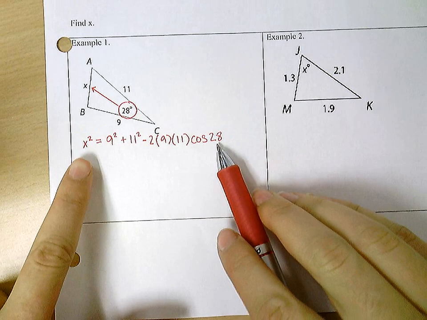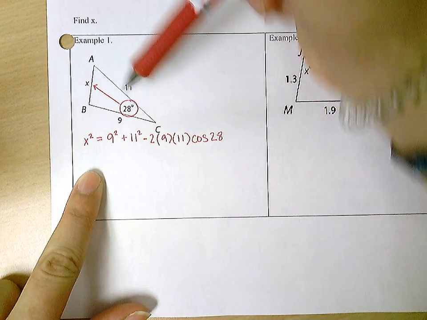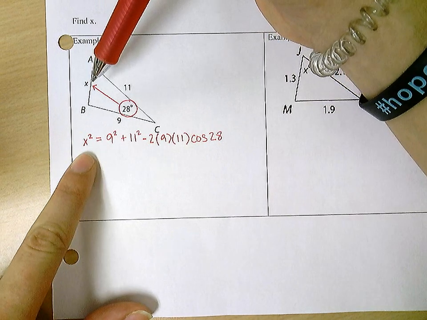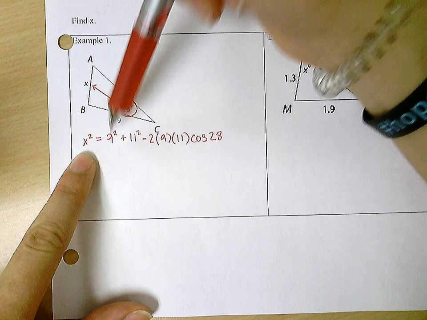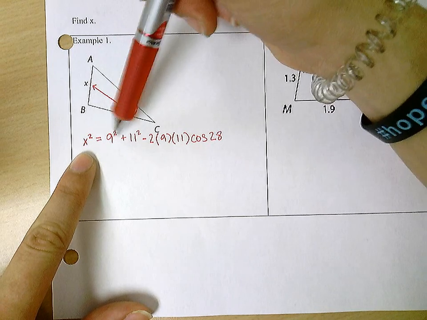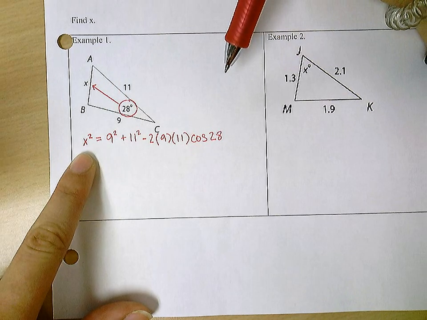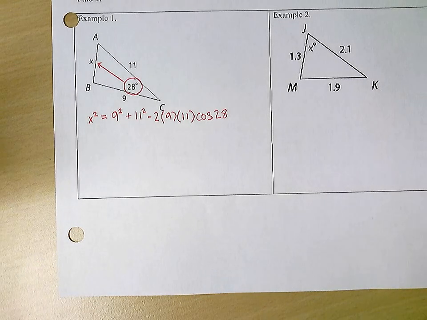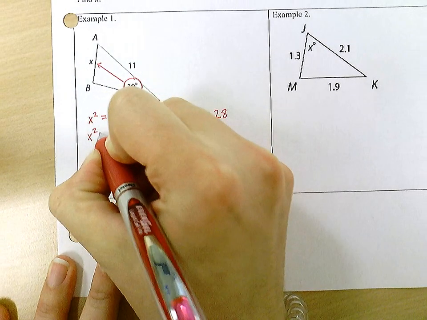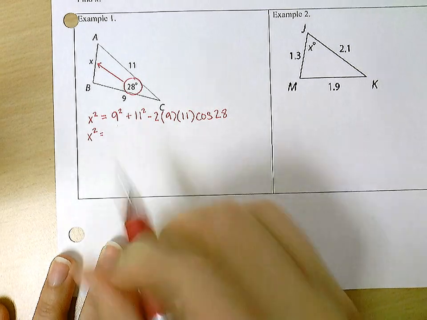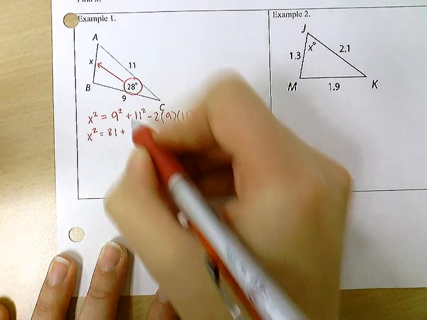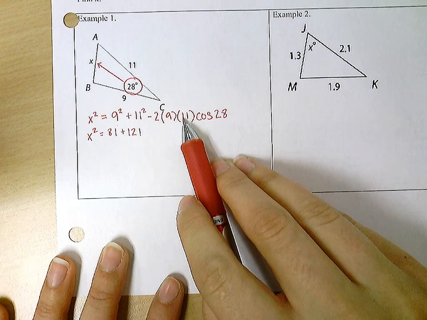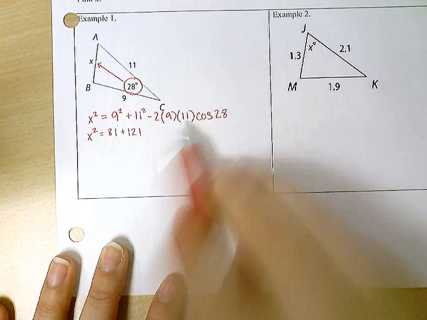Again, I went from my angle of 28 degrees. I had to find that opposite side, which is the one on the left-hand side of your equal sign. Then for the other two sides, it doesn't matter your order. 9 and 11 were my other two sides. Now I'm going to simplify a little bit here. So x squared is equal to 9 squared is 81 plus 11 squared is 121. Then I can multiply all three of these together, so 2 times 9 times 11.